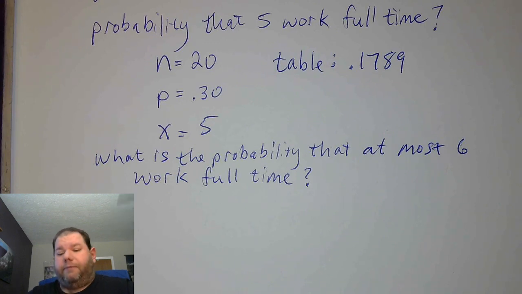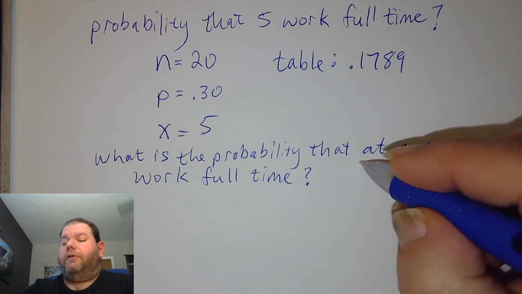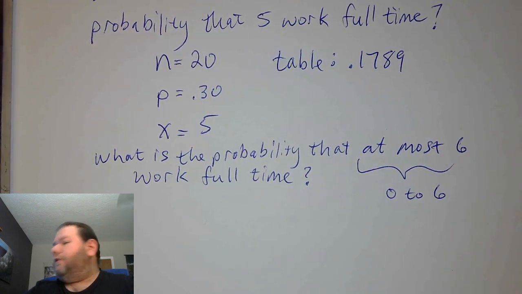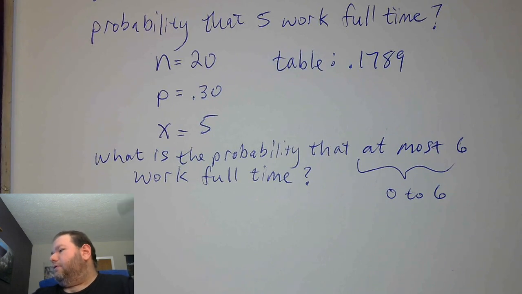Six or less, right. So when we say at most 6, it could be anything from 0 to 6. Good? Because it could be that 0 of the 20 students work full-time. That's not likely, but it's possible. Anything from 0, 1, 2, 3, 4, 5, and 6.